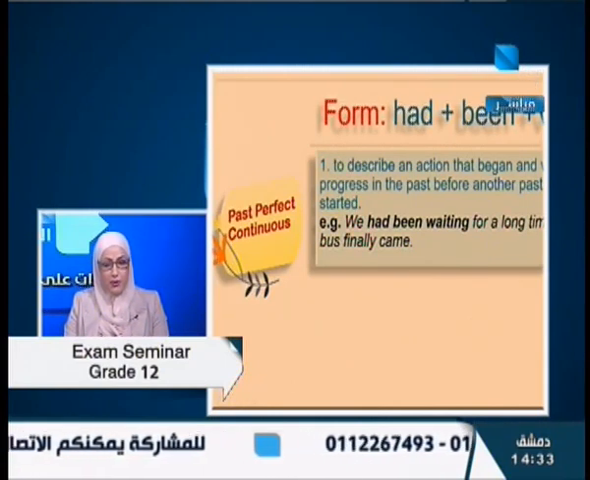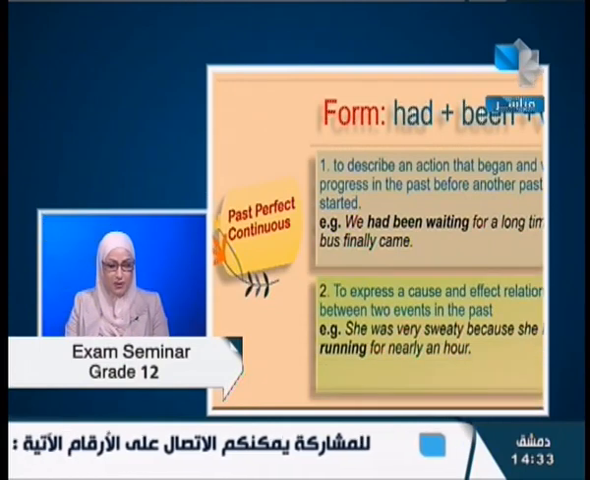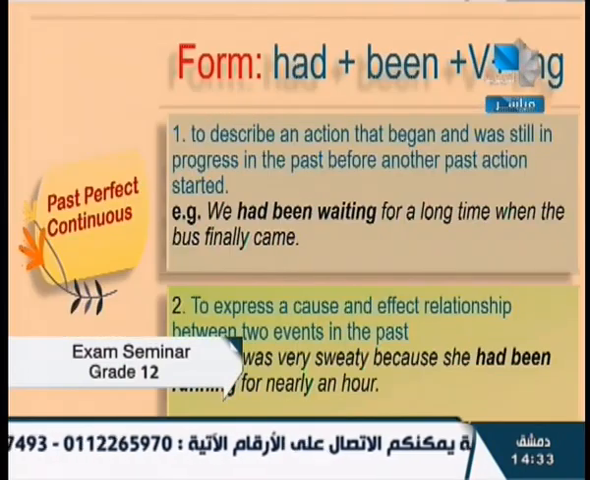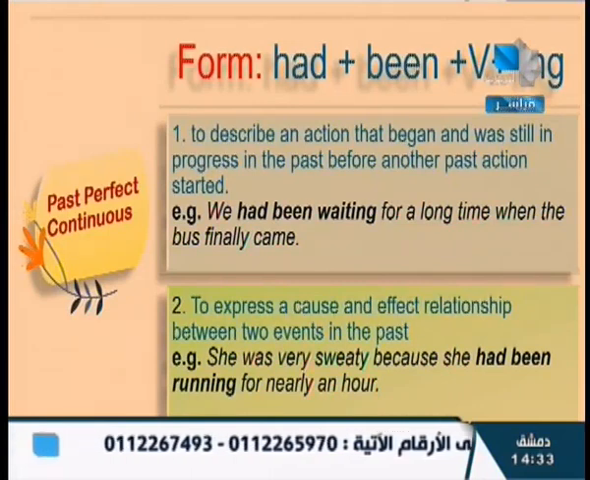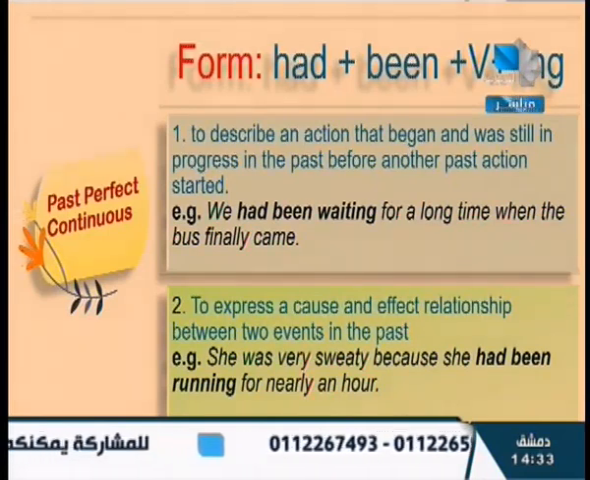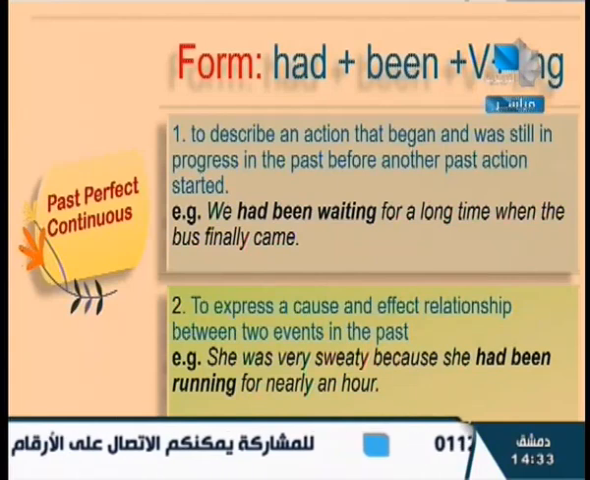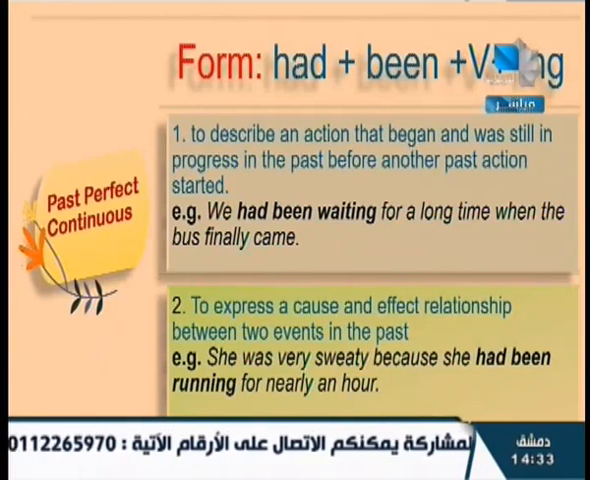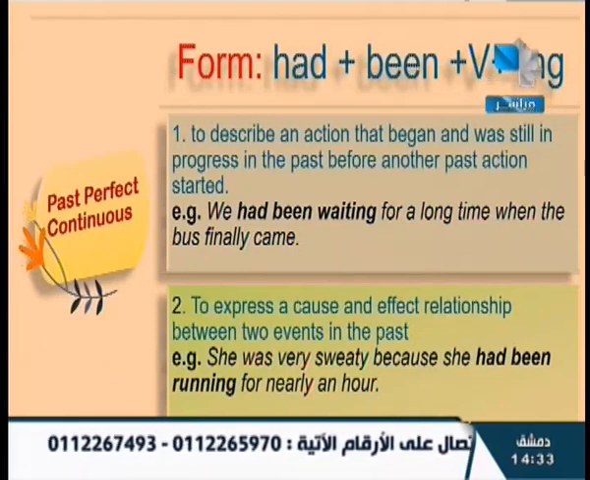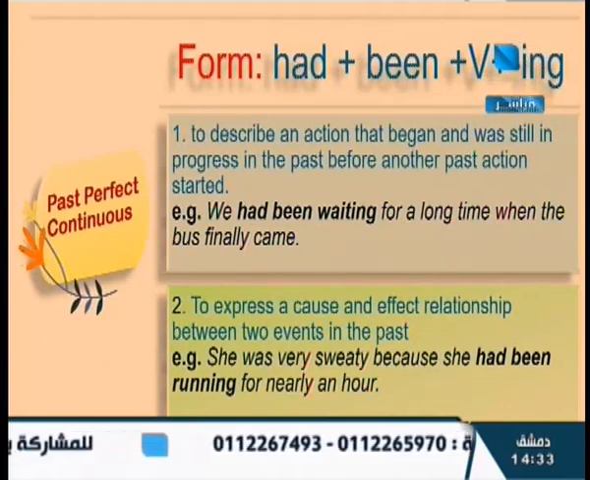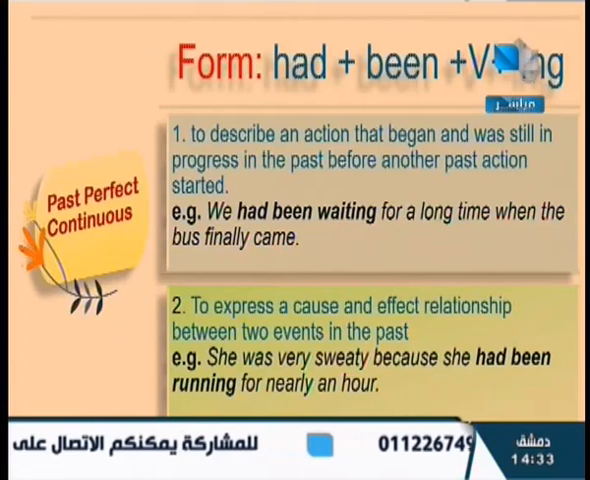Number two, we use the past perfect continuous to express a cause and effect relation between two events in the past. Example: she was very sweaty because she had been running for nearly an hour. It's the same as the present perfect continuous. In the present perfect continuous, we have the result in the present. Here, in the past perfect continuous, the result was in the past, before another action. Yeah, that's it. So close to each other. She was very sweaty. Why? Because she had been running for nearly an hour. It's so clear, I think.